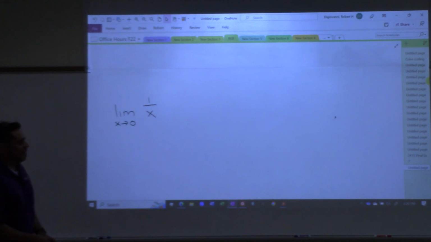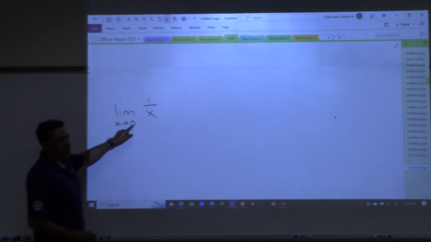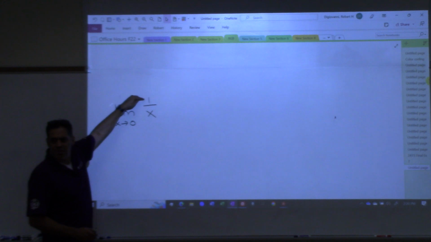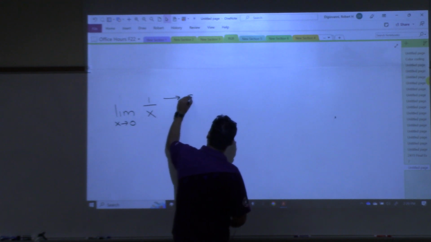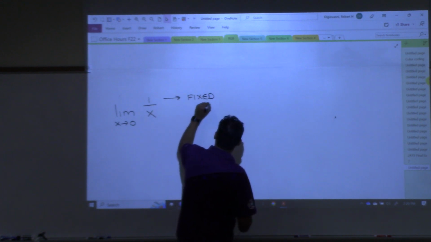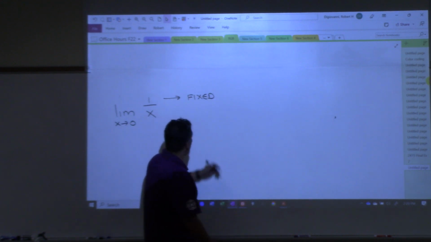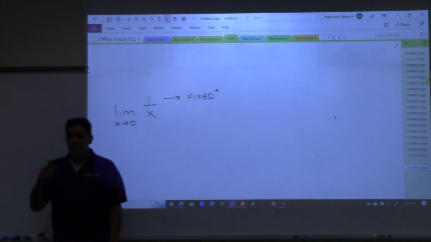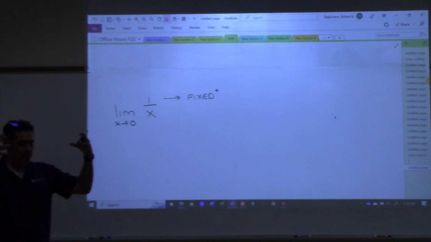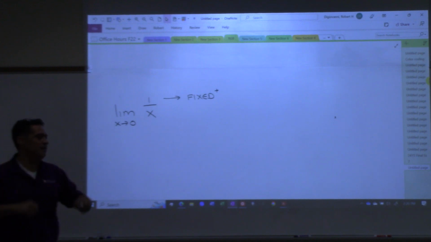So look what's happening here. As x goes to 0, the numerator is just the number 1, right? So the numerator is not changing. I'll call it fixed. It's just a fixed number, isn't it? In fact, it's not only fixed, I'm putting a little plus here because that's telling you it's a fixed positive number. So the numerator is stuck at 1, and that's a positive number.